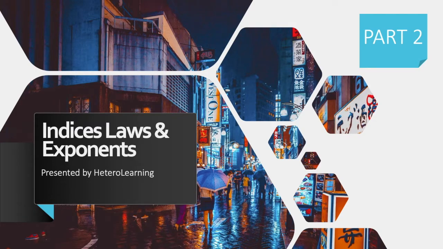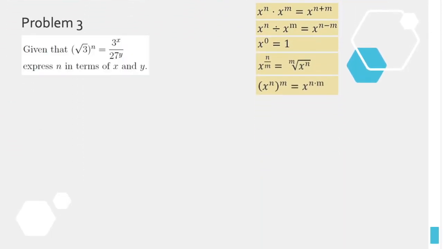Last video, we took a temporary pause from indice laws to help you guys with working with quadratics in a Crit B test. But today, we're coming back for a second of two lessons on exponents. We will start with the problem shown on the screen. It gives us an equation that has three letters, n, x, and y. It asks us to express n in terms of x and y.